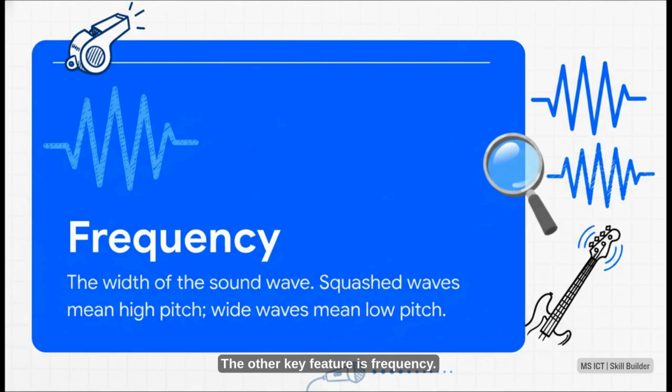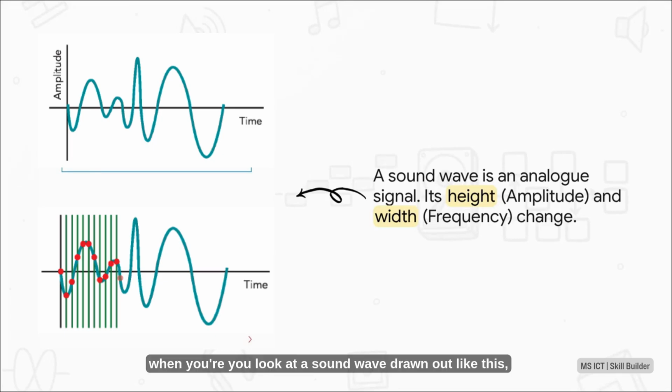The other key feature is frequency. If amplitude is about height, frequency is all about width. So, if the waves are all squished together and happening really fast, you get a high-pitched sound, like a flute. But if they're stretched out and lazy, you get a low-pitched sound, like a deep bass note. So, width equals pitch. So when you look at a sound wave drawn out like this, you can literally see how it all works together.